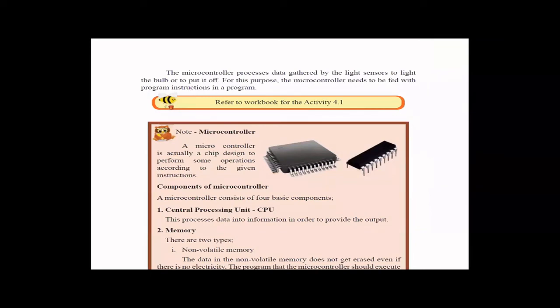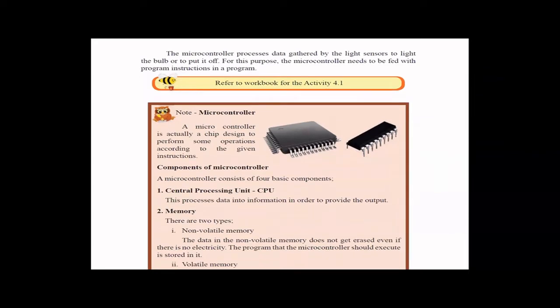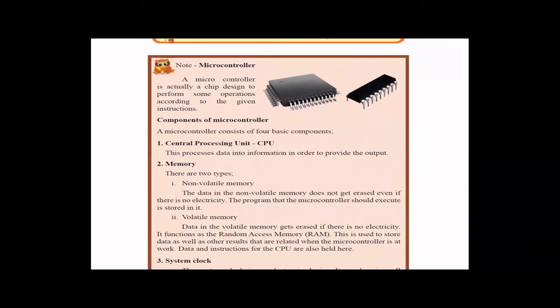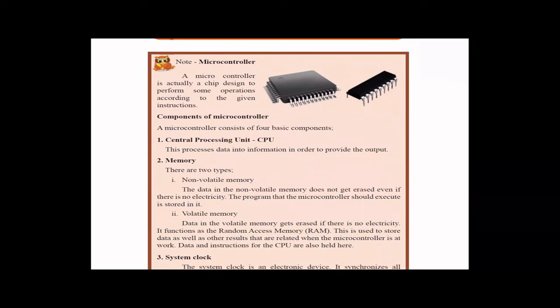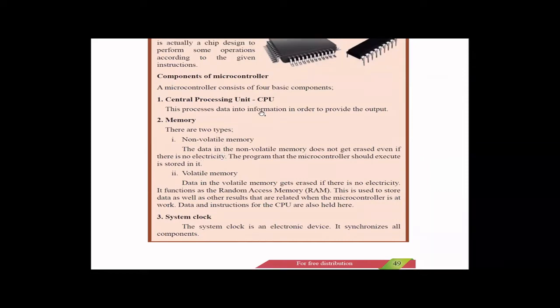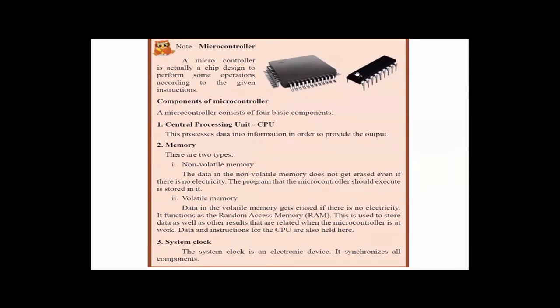So the microcontroller processes all the data you get, and based on that it will do an action. So what is a microcontroller? A microcontroller is a kind of chip. It can do different kinds of operations based on the given instructions. In a microcontroller, we can see four components basically. A microcontroller looks something like this, if you haven't seen one.